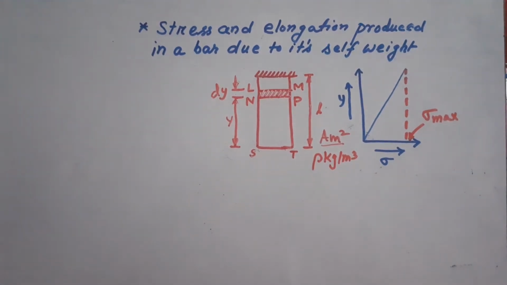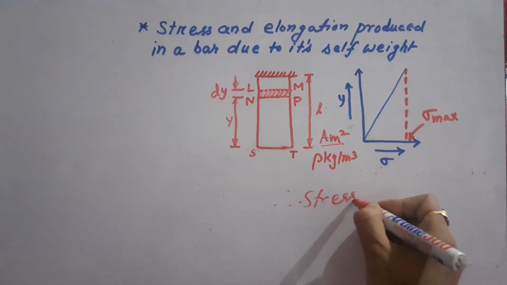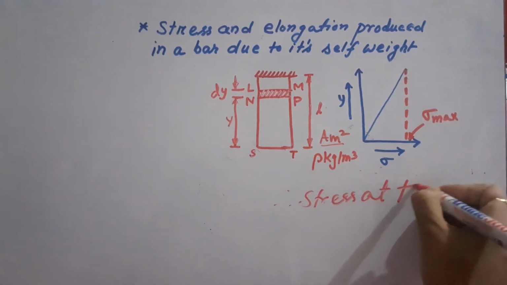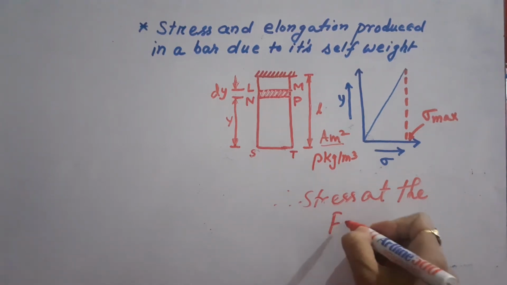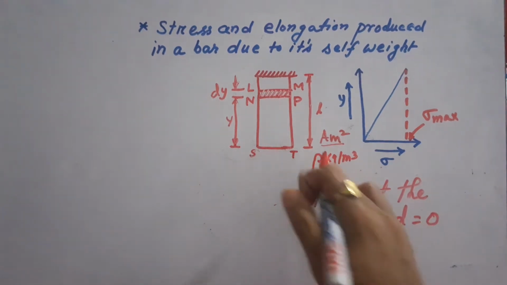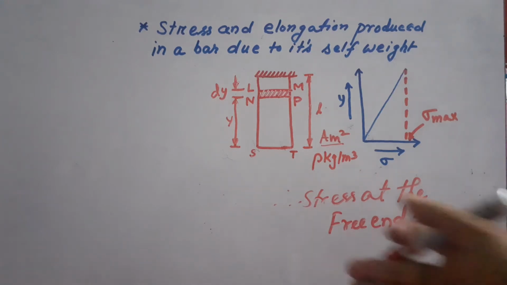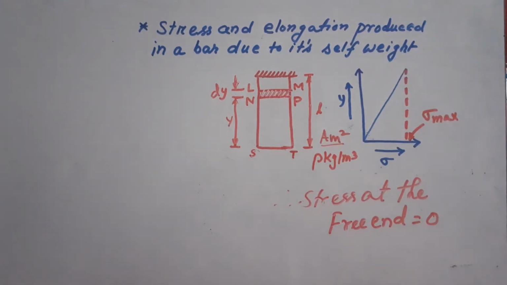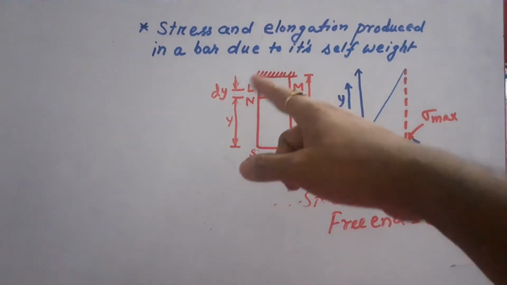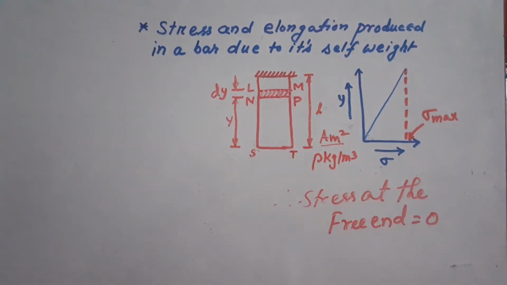Therefore, stress at the free end will be 0 in this case, because y becomes 0. As the stress is directly proportional to the length, that is y, definitely it will become 0. Now what will be the stress at the top end of this bar? That will be your maximum stress.